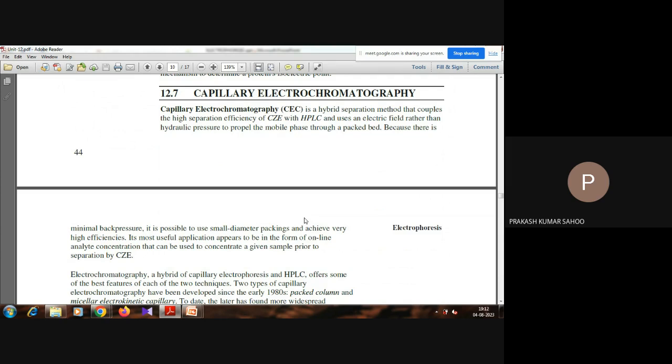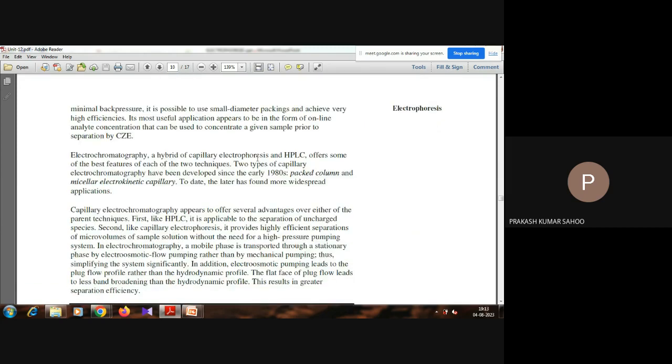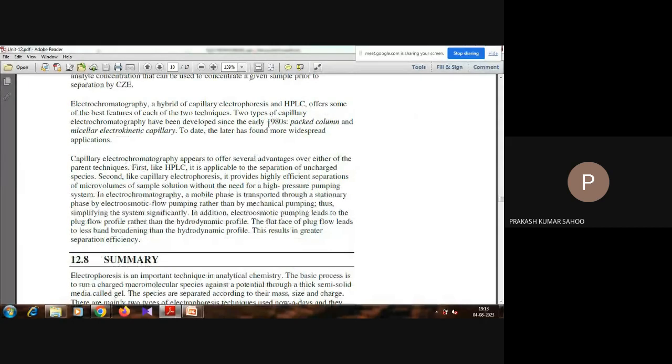Capillary electrochromatography is another method, an electrochromatography method using your capillary. This is CEC, which couples the high separation efficiency of CZE with HPLC, and uses an electric field rather than hydraulic pressure to propel the mobile phase. Then in the early 1980s, the packed column and micellar electrokinetic capillary concepts came up.